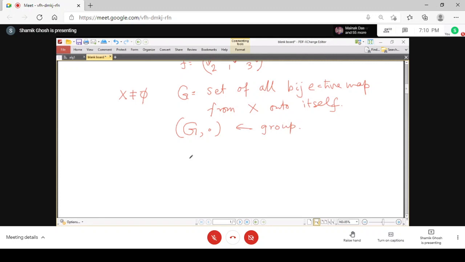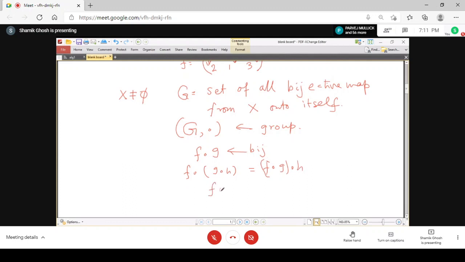First, we have the closure property. You know that the composition of two bijective maps is again bijective. That is, if f and g are bijective, then their composition is bijective, and so G is closed under the operation of composition. Also, you know that the composition operation is associative. So this property of the group is satisfied.